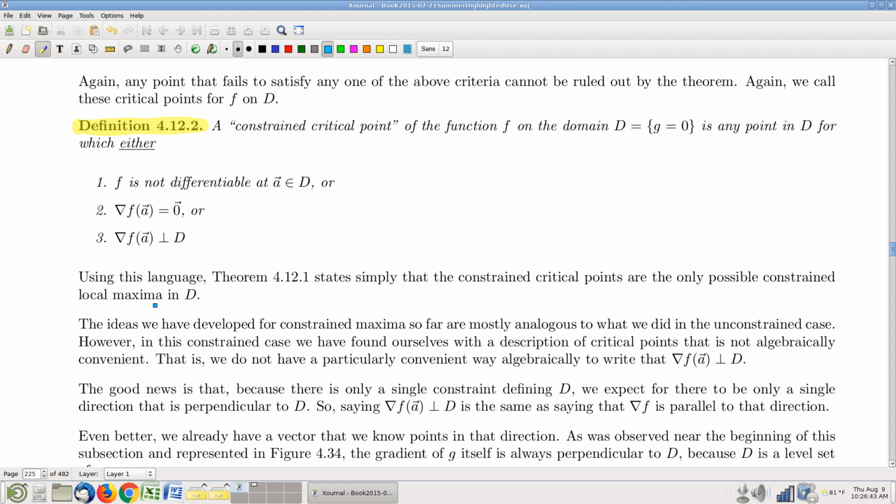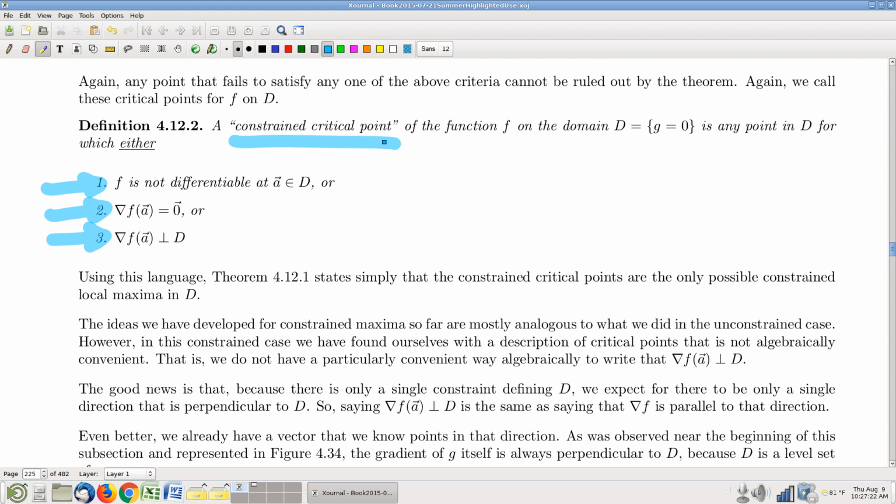So said differently, our critical points are points where the function fails to be differentiable, where the gradient of f is 0, or where the gradient of f is perpendicular. If any one of these 3 things happens, the process of elimination fails. I have no idea what's going on if any of these things happens. So I'm going to call those critical points and think about them later. We'll check them later. Okay, is everybody happy? Any questions on this argument?